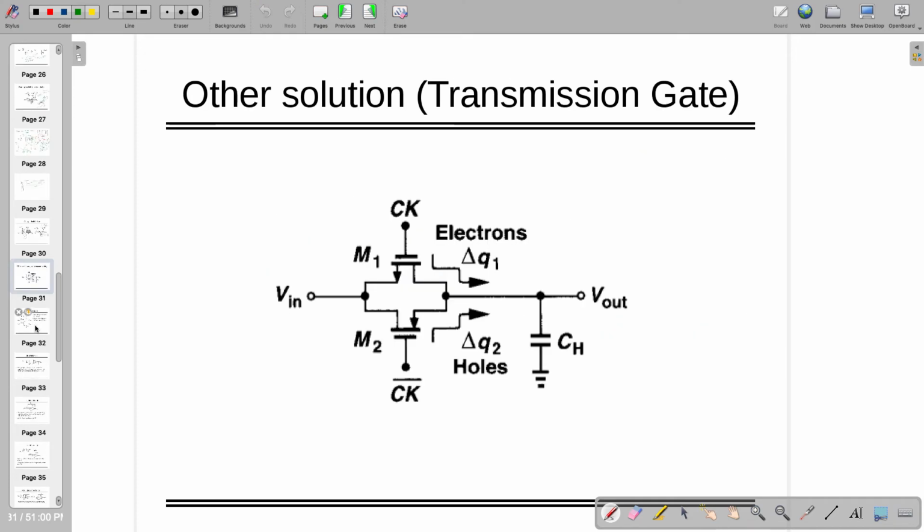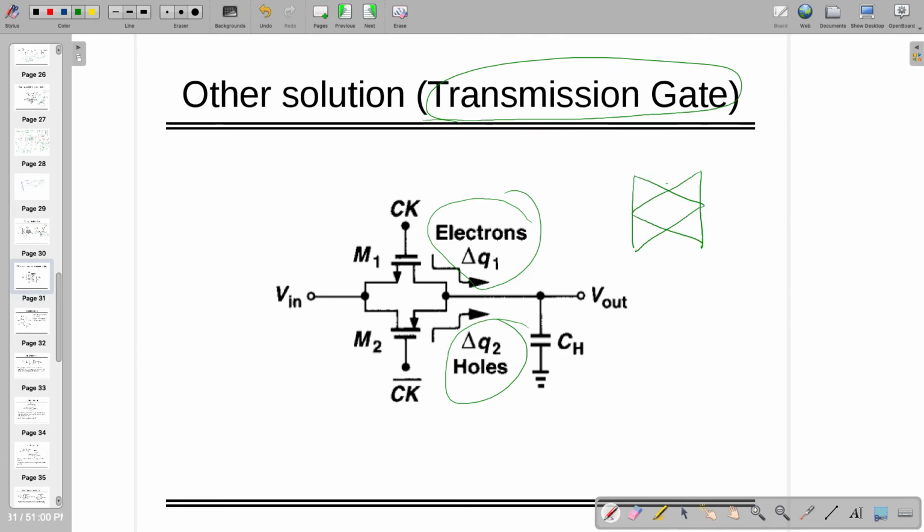There is another solution: you can have a transmission gate. If this guy is going to give you some electrons of delta Q1, this guy is going to donate the delta Q2 of holes when both the switches are turning off, so they will compensate each other. This is what people are doing in the way of a transmission gate, where NMOS and PMOS switches are in parallel, and the digital symbol of this one is like this.